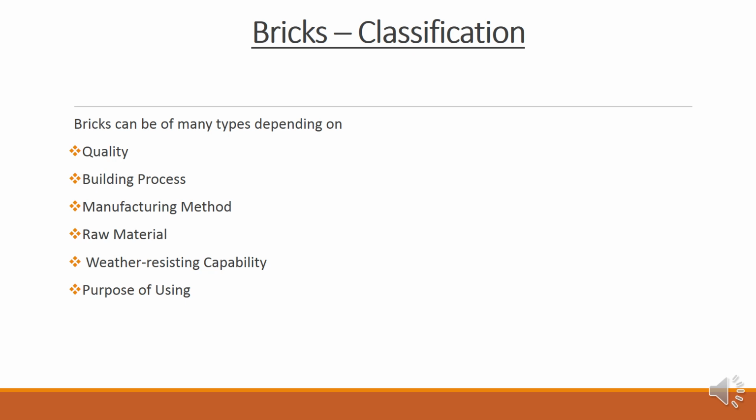So in that classification we have to consider these things, especially quality. Quality should be maintained during the construction. Also the building process, the availability, and the type of bricks used in construction of a building we should consider. The manufacturing method also should be proper. The raw material used for any bricks should be free from any chemical impurities. It should also have weather resistant capacity. And whatever purpose we are using it for, it should be satisfied.